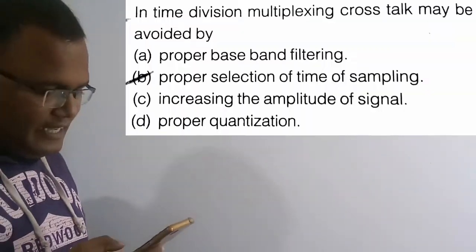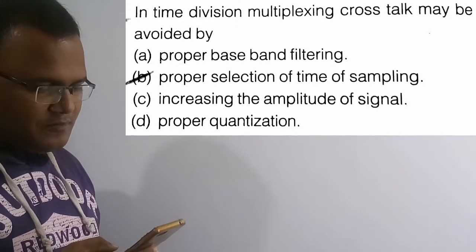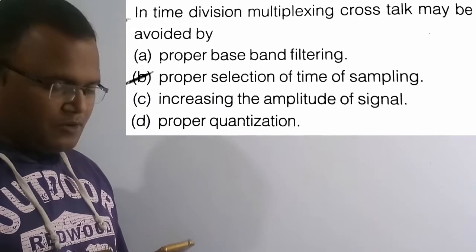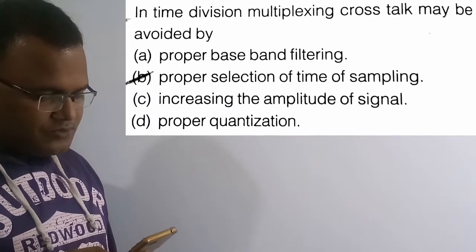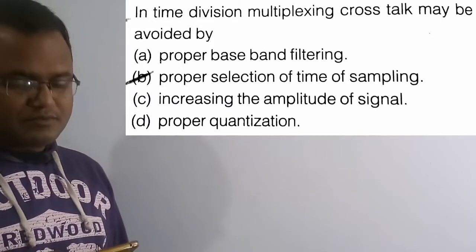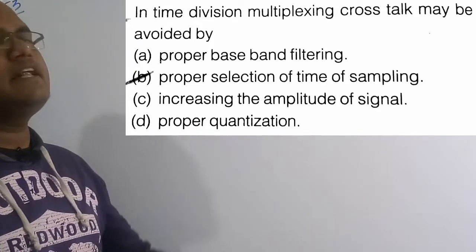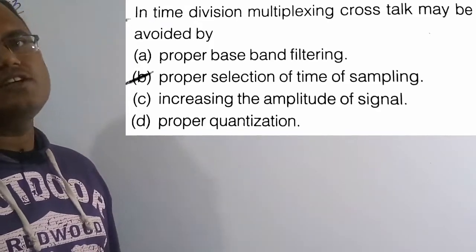See the question here. In time division multiplexing, crosstalk may be avoided by. So in TDM, we can eliminate the crosstalk because of which reason? Out of these 4 options, option B is the correct solution of this question, which is the proper selection of time of sampling. So because of this we can remove the crosstalk. Now we'll discuss the solution.